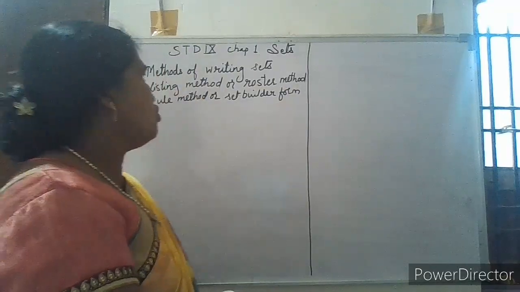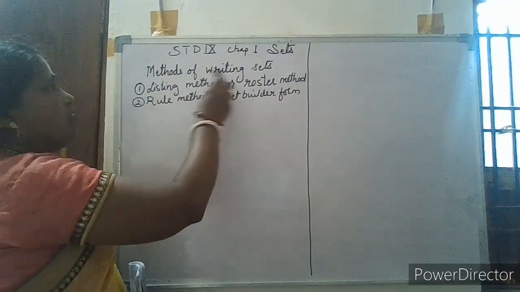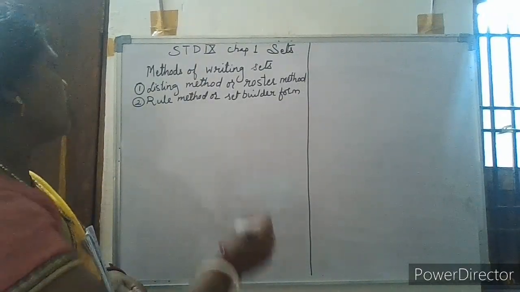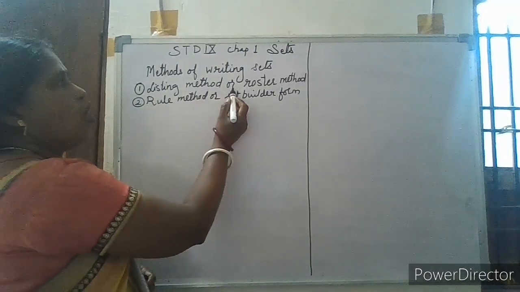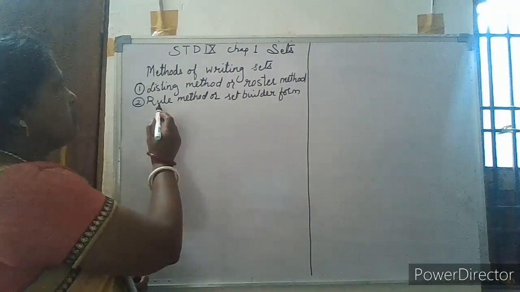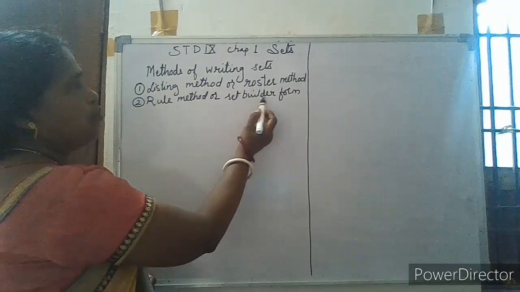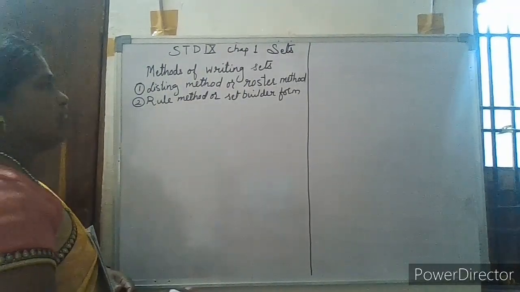That day I had taught you about sets. Now today we are going to learn methods of writing sets. How to write sets. So we have got two methods of writing sets. One is the listing method, or it is also called the roster method. The second method is the rule method, or it is also called the set builder form. We have only two methods of writing sets.